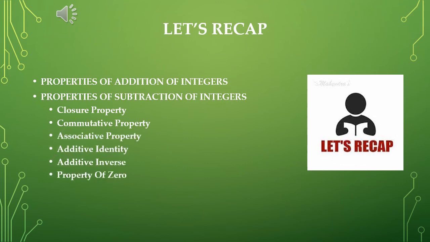Let's recapitulate now. Whatever we have studied today is, number 1, properties of addition of integers, and number 2, properties of subtraction of integers. In these two types of properties, we have covered closure property, commutative property, associative property, additive inverse, additive identity, and property of 0. Now, based on these points, we have to do some practice questions.